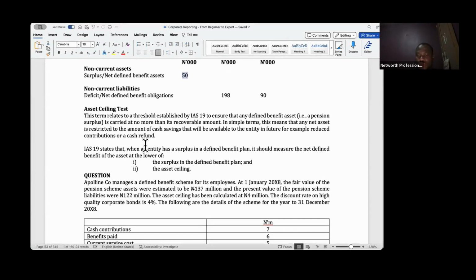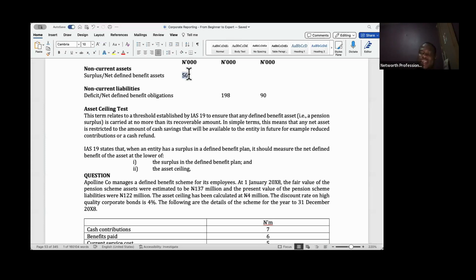So you just actually have to do a comparison between the figures you will have gotten here, by comparing the plan asset against your obligation that would have given you maybe a surplus, and comparing it with either the refund or reduction in future contribution.